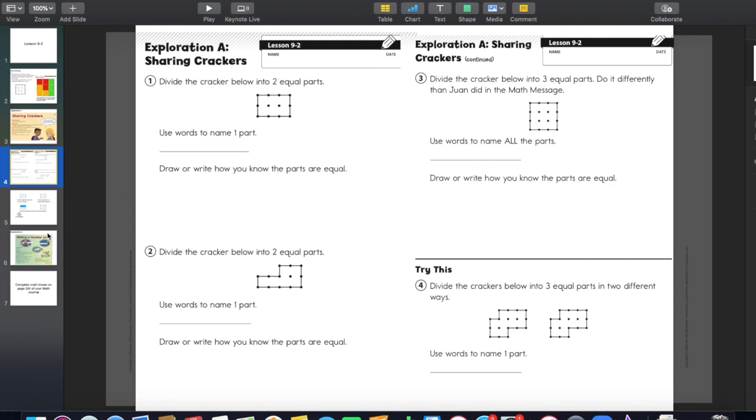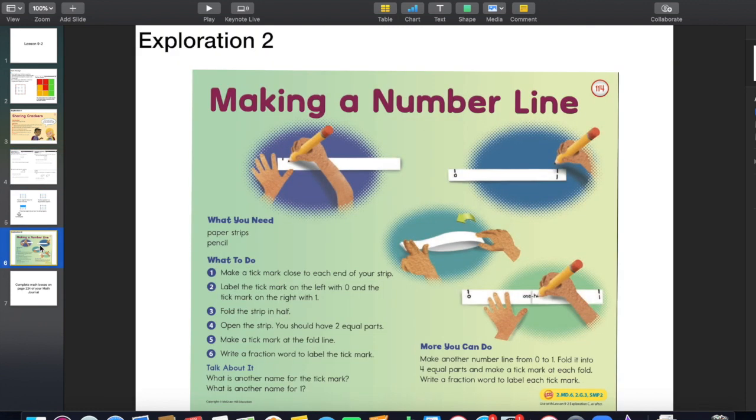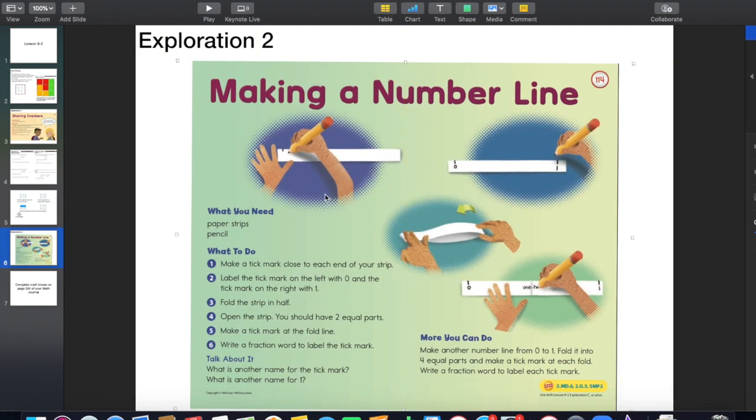So that's Exploration A. Once you finish Exploration A, you're going to move on to the second exploration, making a number line. So what you'll need is paper strips and a pencil. My suggestion would be just to get a sheet of computer paper or printer paper and cut it into strips, and then you need a pencil. And we're going to follow the directions.